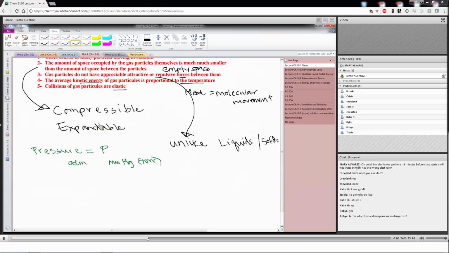And what pressure is with respect to gases is just collisions. It's the force exerted on an area. So for instance, another unit of pressure that we don't use, but that might help you envision this, would be something like pounds per square inch. Like there's this many pounds of force being exerted on an area of a square inch.